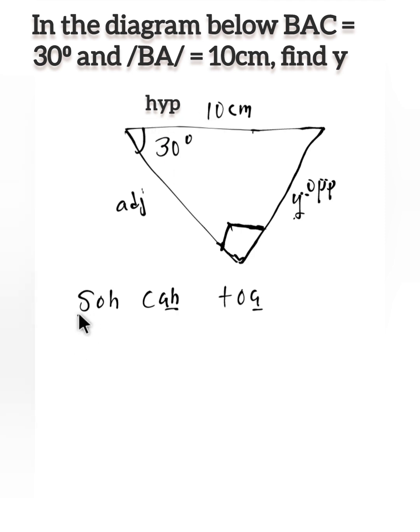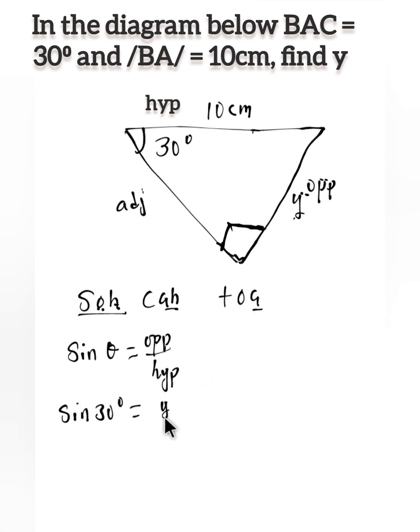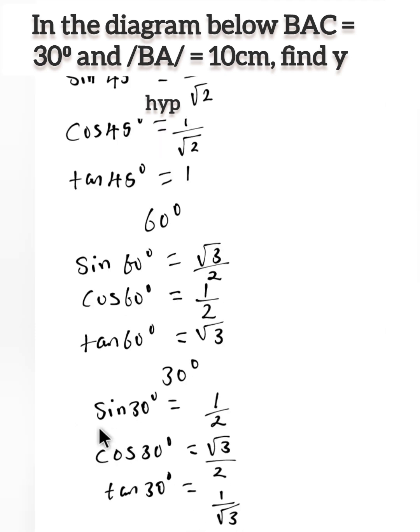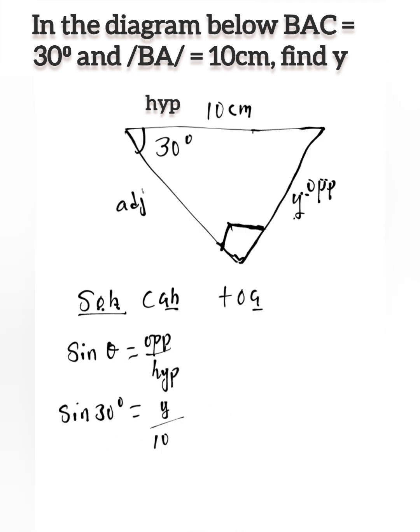And that is sine, SOH, opposite and hypotenuse. So we're going to make use of sine theta, which is equal to O, opposite, over H, hypotenuse. So sine 30 degrees is equal to opposite, which is Y, over hypotenuse, which is 10. The good thing is we know the value for sine 30 degrees now with special angles. Sine 30 degrees is 1 over 2. So we substitute 1 over 2 for sine 30 degrees, which is equal to Y over 10.